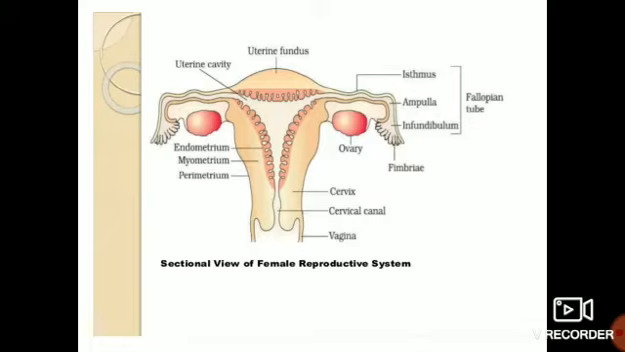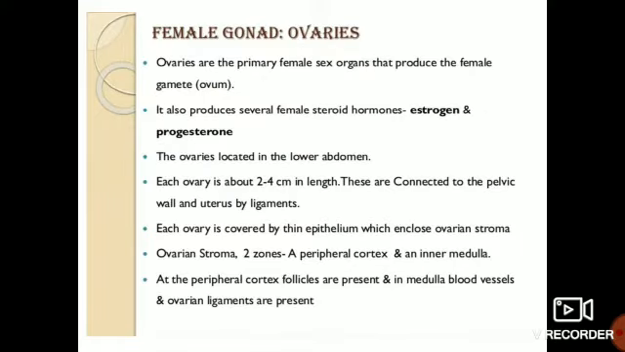Okay, sectional view of the female reproductive system. Female gonad or ovaries. Ovaries are the primary female sex organs that produce the female gamete, that is ovum. They also produce several female steroid hormones, that is estrogen and progesterone. The ovary is located in the lower abdomen. Each ovary is about 2 to 4 centimeters in length. These are connected to the pelvic wall and uterus by ligaments. Each ovary is covered by thin epithelium which encloses the ovarian stroma.